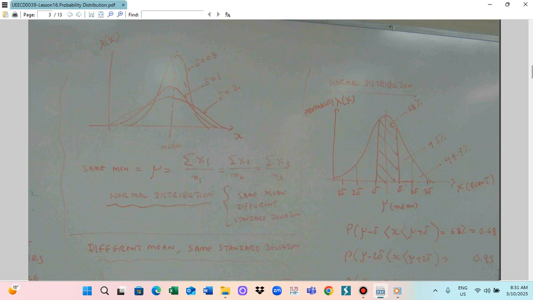Same mean. So this is you have the same mean. There can be summation H1 by N1 equal to summation H2 by N2 equal to summation H3 by N3. This we call the normal distribution. So normal distribution graphs, all the standard deviation graphs, they got the same mean. Same mean, this we call the normal distribution.